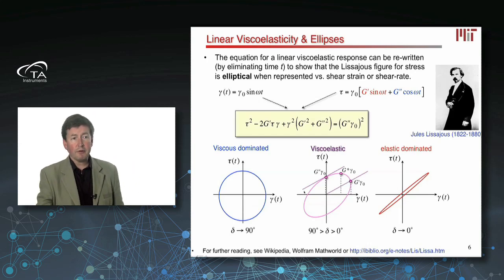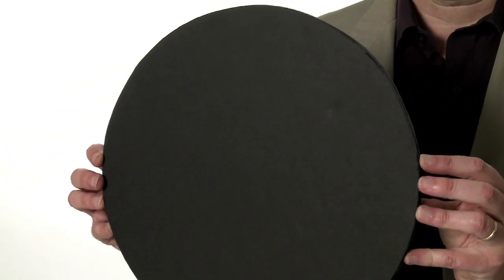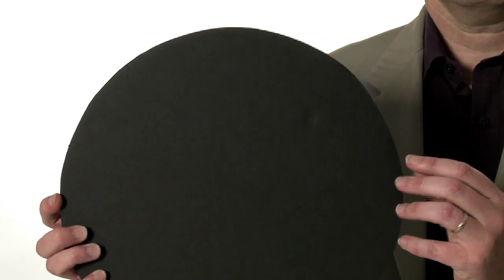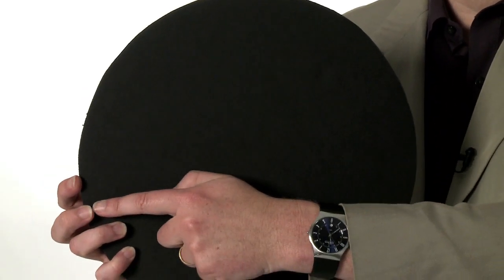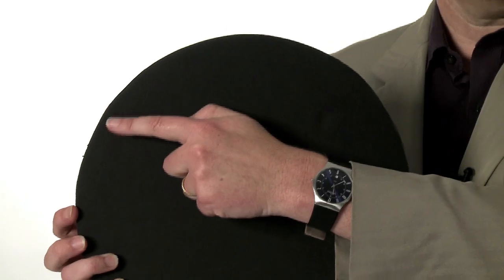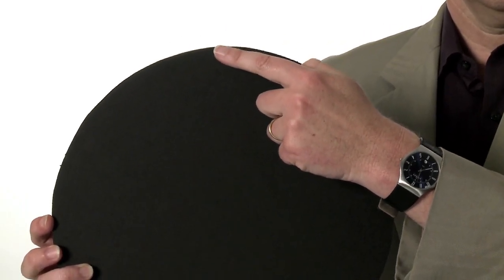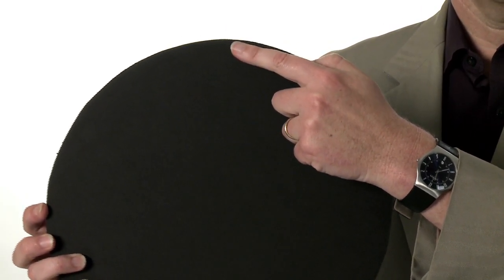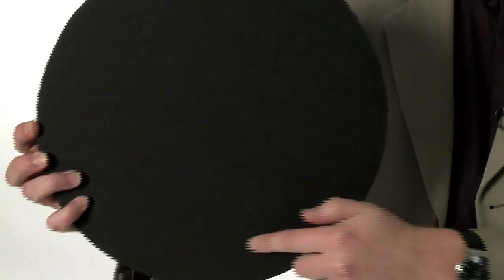If you have a purely viscous material, then the response basically looks like a circle. Okay, so the stress is out of phase with the strain. When the strain is maximum, the stress is 0. And then as you oscillate, the stress climbs until you get to a maximum strain rate, and then it decreases, and this is a periodic kind of response.